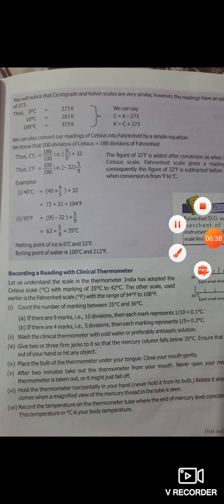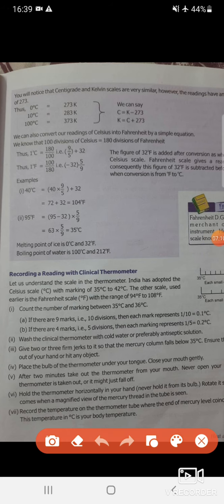Here you can see how to convert our reading of Celsius into Fahrenheit by a simple equation. We know that 100 divisions of Celsius have 180 divisions of Fahrenheit, as we have discussed in the previous page in this video. And here you can see an example in which 1 degree Celsius is given, and 180 divisions in Fahrenheit, 100 in Celsius, you would get this.